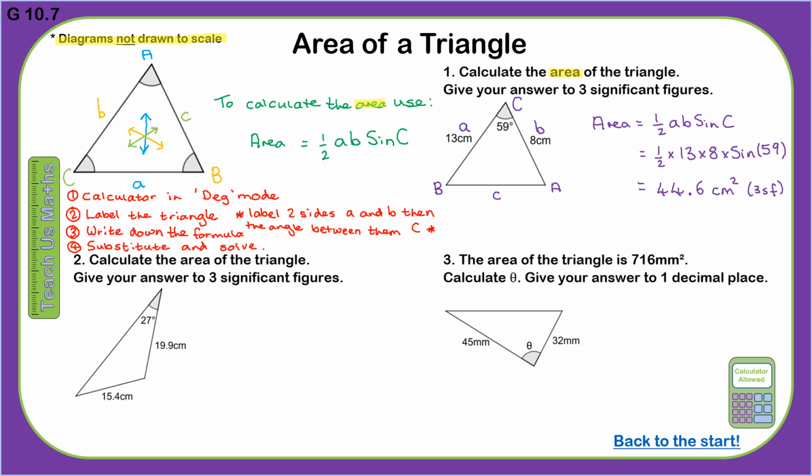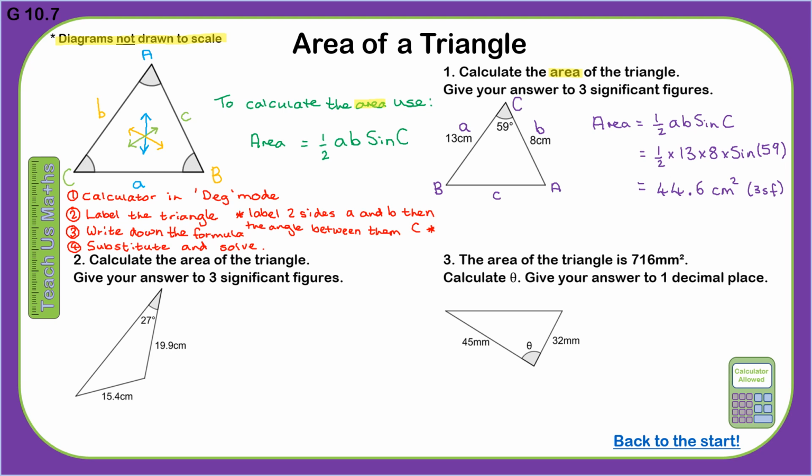So there we have it, that is the area of my triangle, where I've got two sides, 13 centimetres and 8 centimetres, and an angle of 59 degrees in between. The area is 44.6 centimetres squared, rounded to 3 significant figures. So it's your turn now to have a go at some questions like these, where you are calculating the area of a triangle. In each case, you will be given enough information to be able to work out the area without having to do any additional calculations.